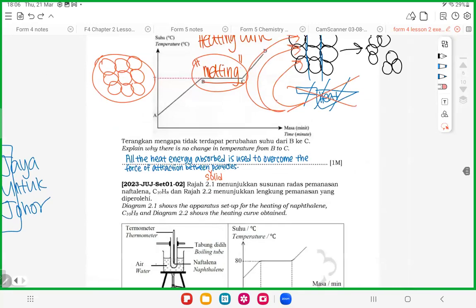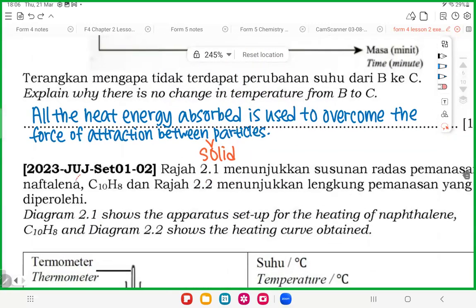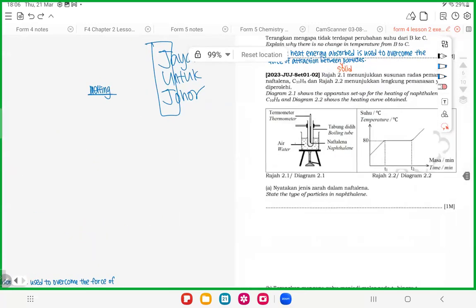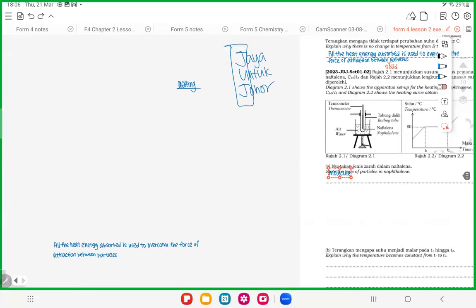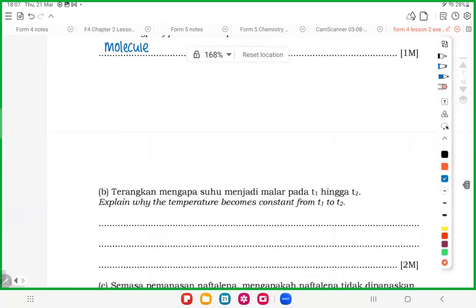All right, so guys, now what is the particle? Easy. Naphthalene is made from carbon and hydrogen. Carbon is non-metal, hydrogen also non-metal. Non-metals join together to form a molecule. So you know already, naphthalene is supposed to be a molecule. Next, you need to explain why the temperature becomes constant.